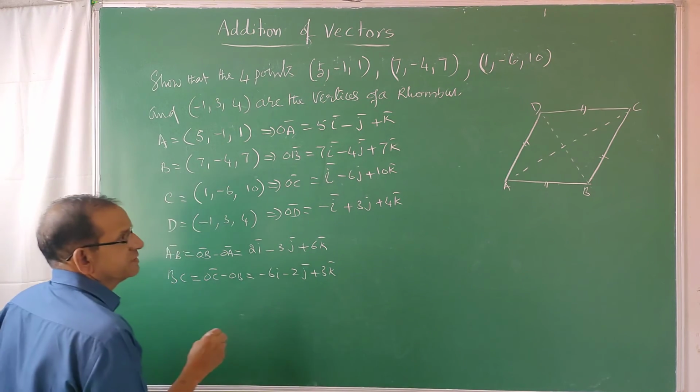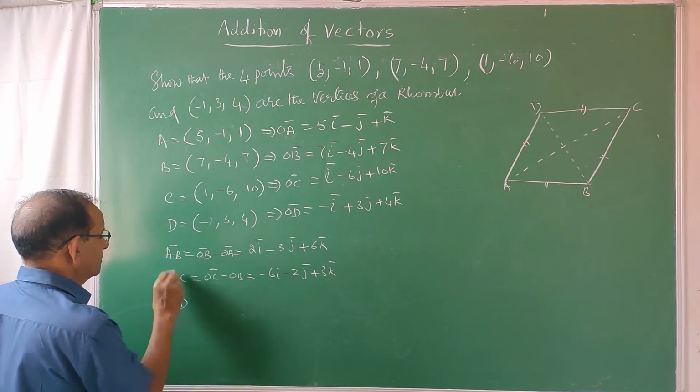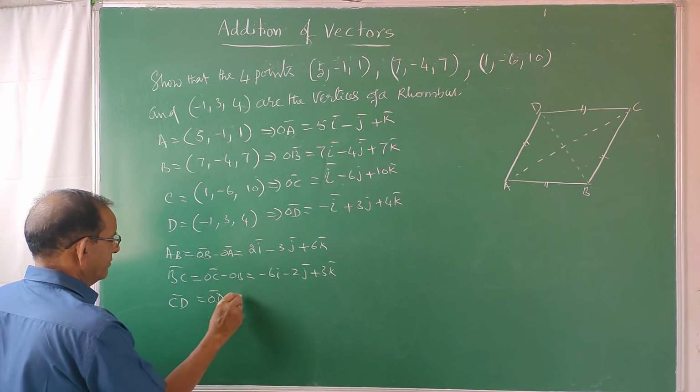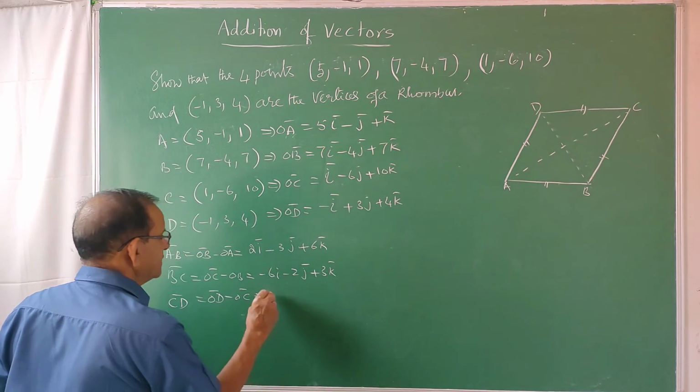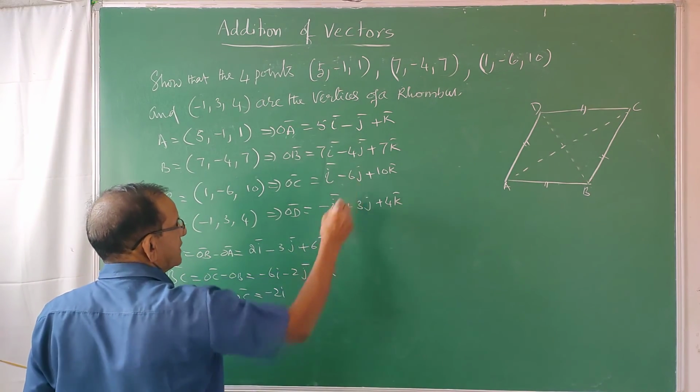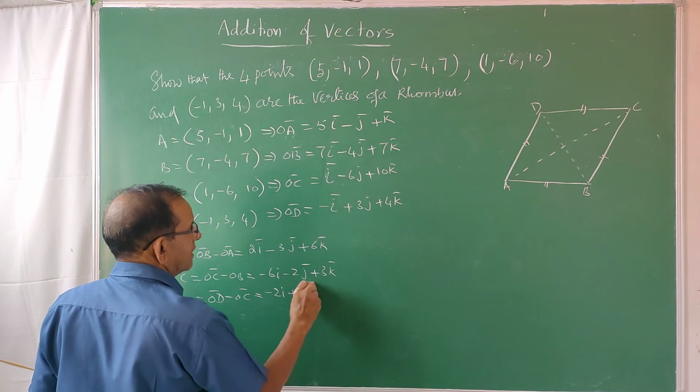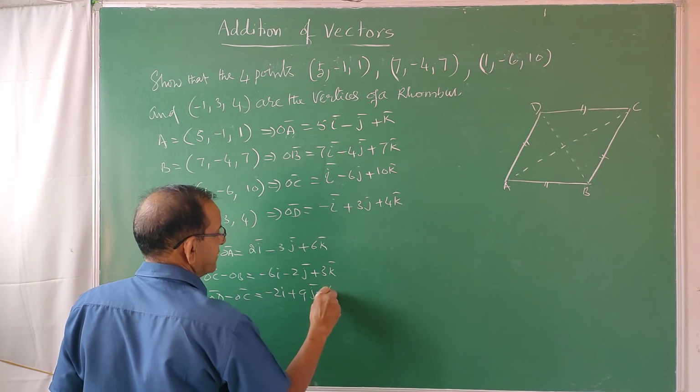And next, CD bar. OD bar minus OC bar, fourth minus third. Minus i minus i, minus 2i. 3j plus 6j, 9j. 4k minus 10k, 6k, minus 6k.